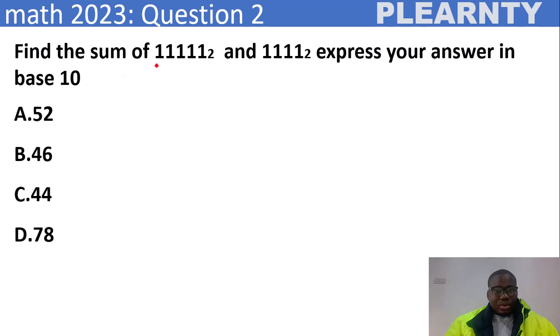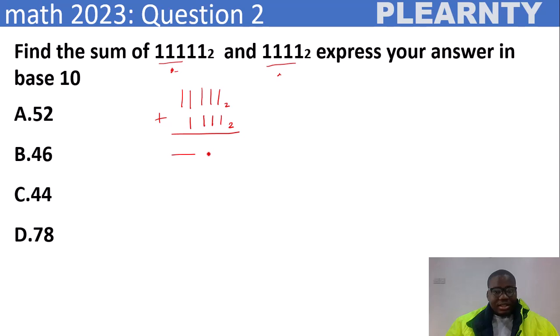Find the sum of 11111 base 2 and 1111 base 2. Express your answer in base 10. To do this, we can either convert each of these numbers to base 10 and add them together, or we will add them together as base 2 first, then convert whatever we get to base 10. So I prefer the second method, and to do that, just say 11111 base 2 and 1111 base 2. So let's add this together.